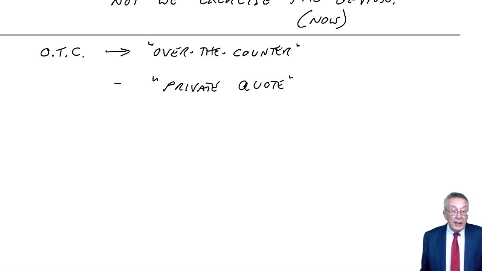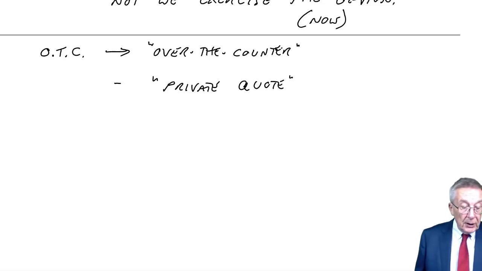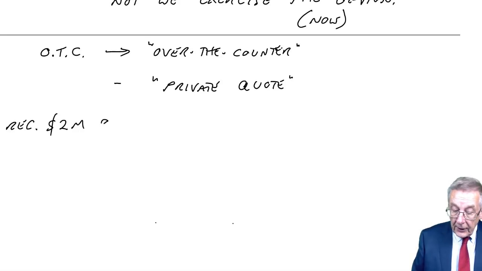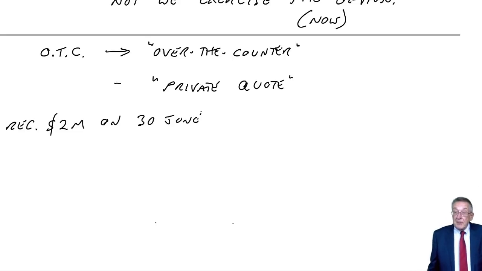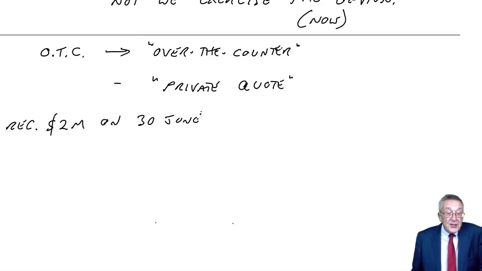If you look at example 1, it's 1st of April. We expect to receive $2 million on the 30th of June. We know the current spot rate, but of course that's irrelevant. We're not going to be converting until the 30th of June. But we expect the rate will move in our favour.